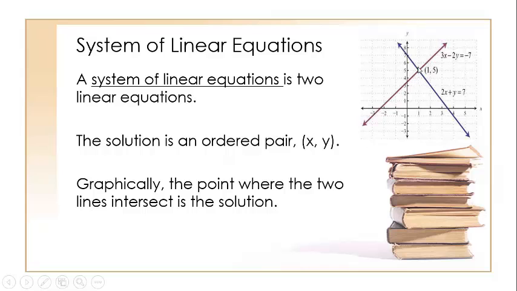So the solution for this particular system of equations would be the point (1, 5), because that's where the two graphs intersect. So when you write your solution for these systems, you will write them as an ordered pair, (x, y).